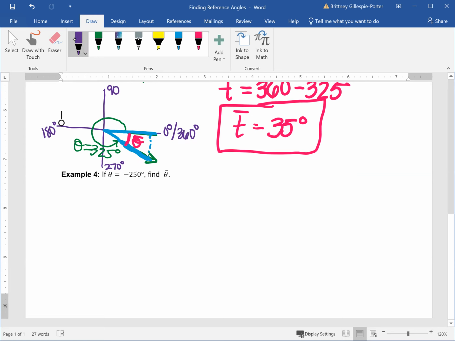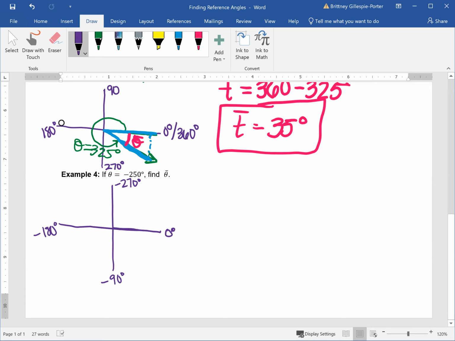This time we have theta equal to negative 250. So when we draw our graph this time, negative 250 means we are going clockwise. We normally go counterclockwise, which means that we would have negative 180 down below, instead of 270, it's negative 90. Negative 270, because remember, we're traveling clockwise. Negative 250 is in between negative 180 and negative 270.